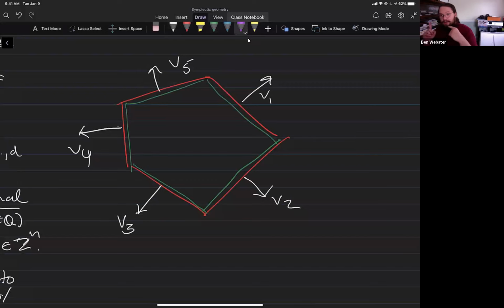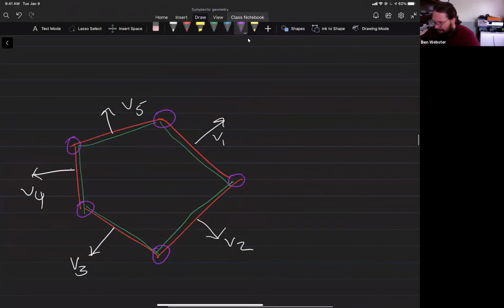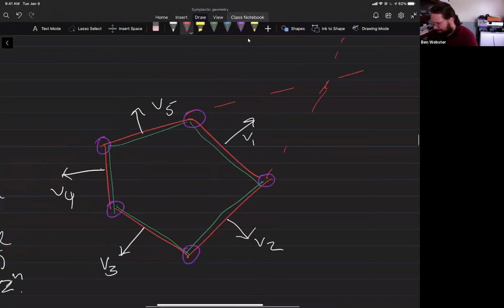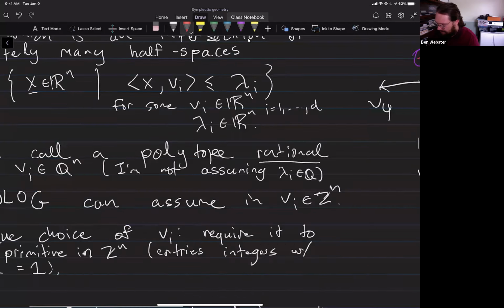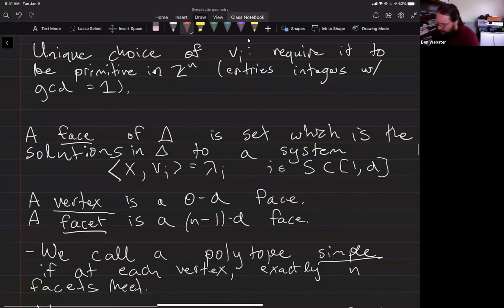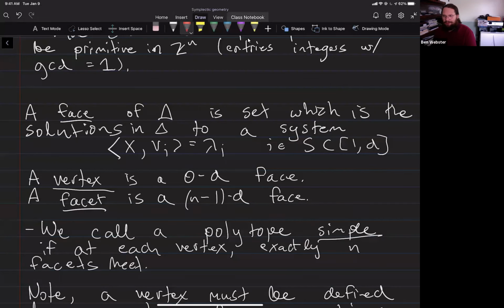And then if I take two of these hyperplanes, I get the vertices. And you might say, well, what about the common solutions to the equation for V5 and V2? Well, there are some common solutions. There's a common solution out here, but it doesn't lie in the polytope, so that's not a face. All right, and a vertex is a zero-dimensional face. A facet is an n-1 dimensional face. I'm not sure we're actually going to say anything about facets, but these are good terminology to know anyways.